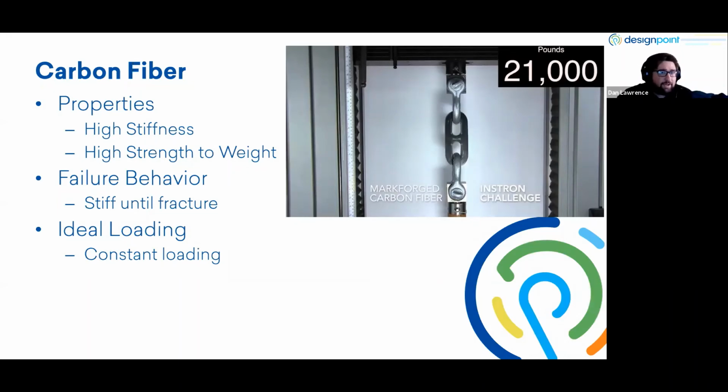Some of the properties of carbon fiber are its high stiffness and high strength to weight ratio, which is the main reason why we chose carbon fiber. Its failure behavior, right? It's going to be stiff until it fractures. So its ideal loading condition is constant loading, which isn't our application. But like I said, we chose carbon fiber because of its high strength to weight ratio. It's a lot lighter and similar strength, although Kevlar is a bit stronger.